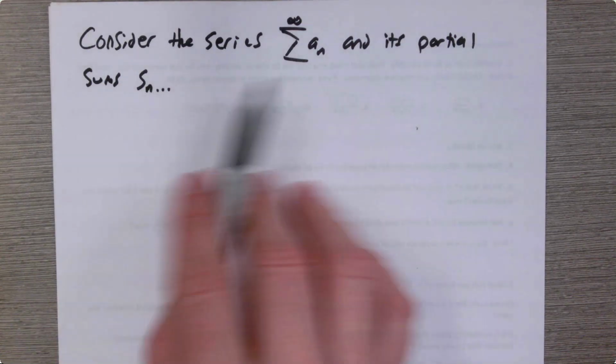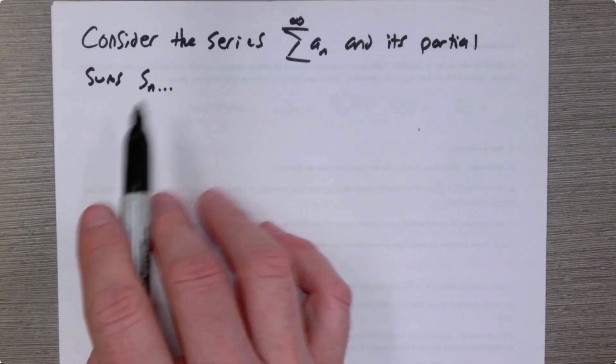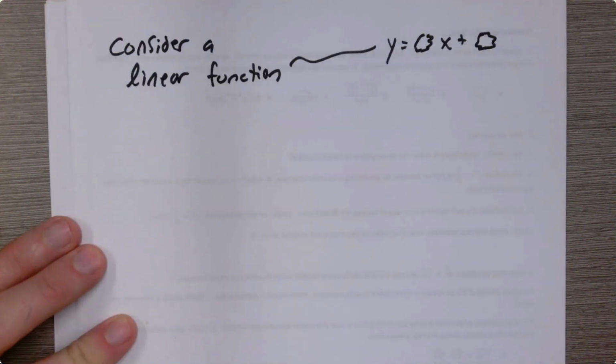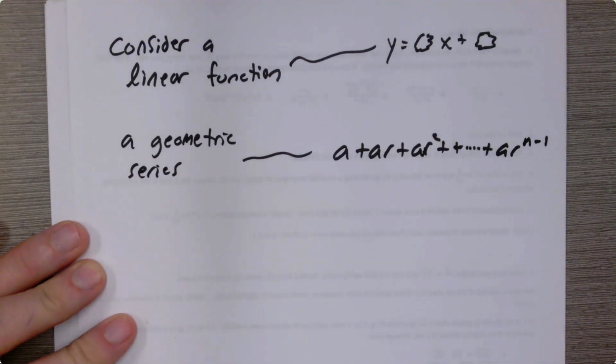Okay, let's debrief the portion of the class about thinking about math as a language. So I said consider a series and its partial sums. As soon as you read that, you want a particular picture popping into your mind. Just like if I said consider a linear function, you might have something like this pop into your mind. Or if I said consider a geometric series, you might have something like that pop into your head.